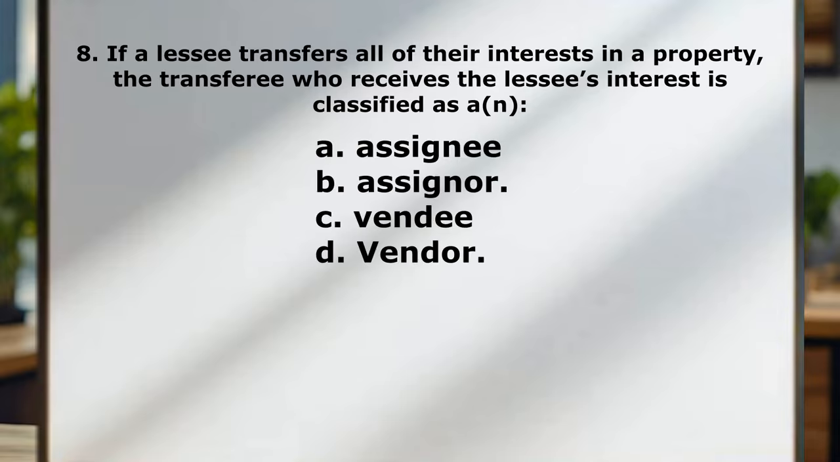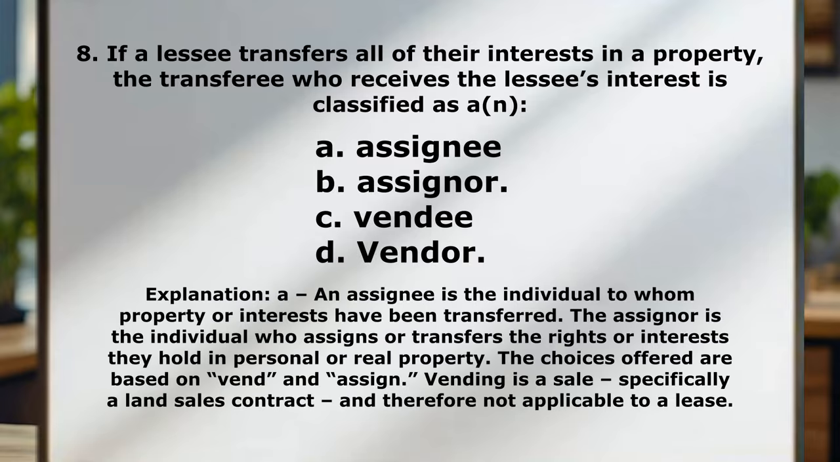Assignee. B. Assignor. C. A vendee. D. A vendor. Vendee. Are we talking about Starbucks sizes here or what? What's going on? No, I'm just kidding. Let's kind of go through the definitions of A. An assignee is the individual to whom property or interests have been transferred. The assignor is the individual who assigns or transfers the rights or interests they hold in personal or real property.